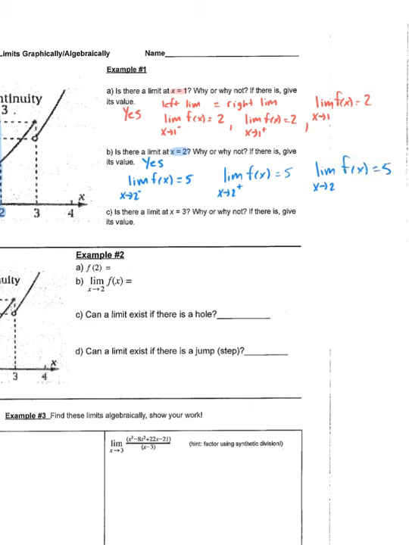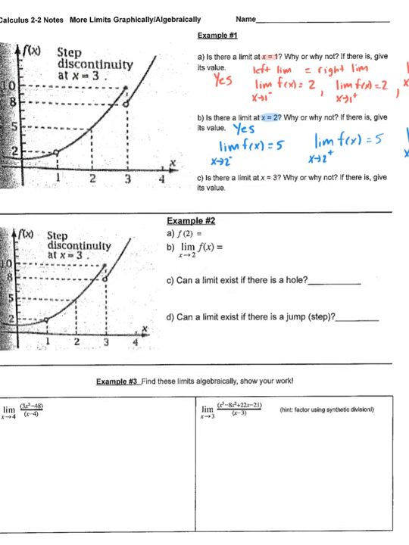Okay, on to example number 3. Is there a limit at x is equal to 3? Gotta get my highlighter here. Okay, so let's put our vertical line through our x value of 3. Now let's trace the graph. Coming from the left, we're coming in at a y value of 10. Coming from the right, we're coming in at a y value of 8.